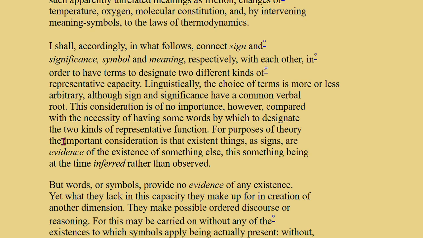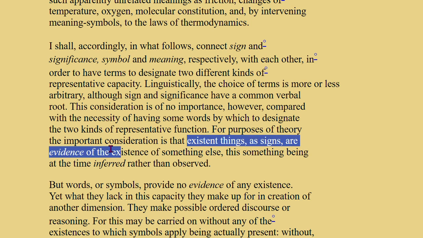For purposes of theory, the important consideration is that existent things as signs are evidence of the existence of something else, this something being at the time inferred rather than observed. And inference is going to be a major topic. But yes, existent things, natural signs, like smoke as an actual substance you perceive, are taken as evidence of something else. You infer from the existence of smoke that maybe there is fire.